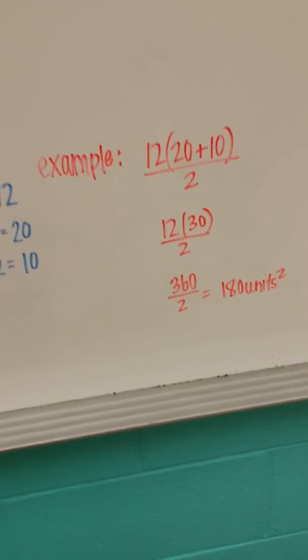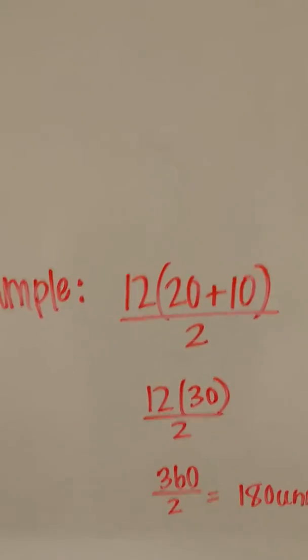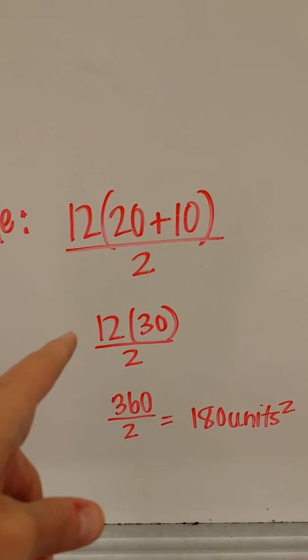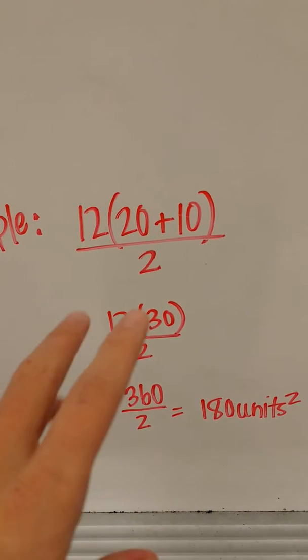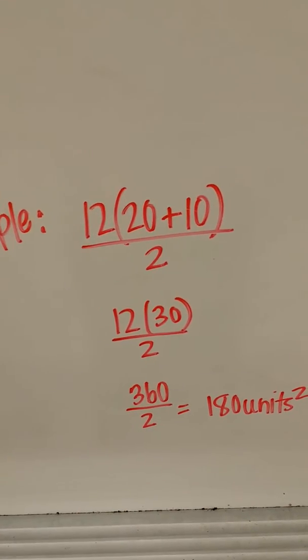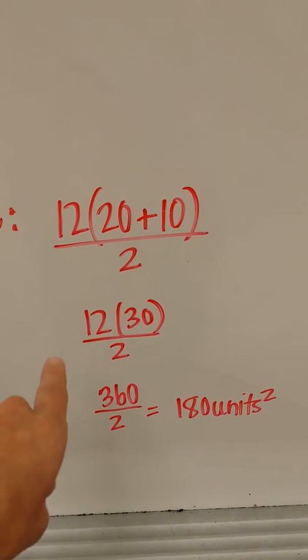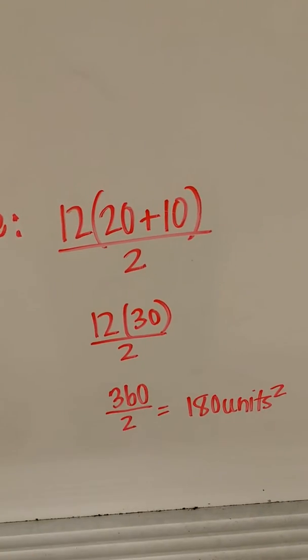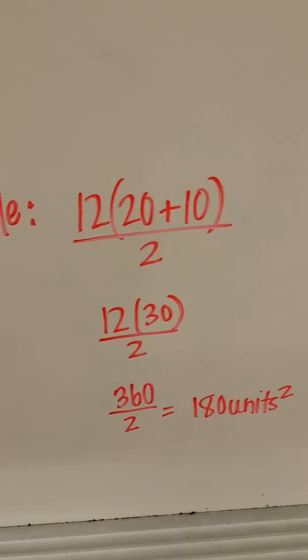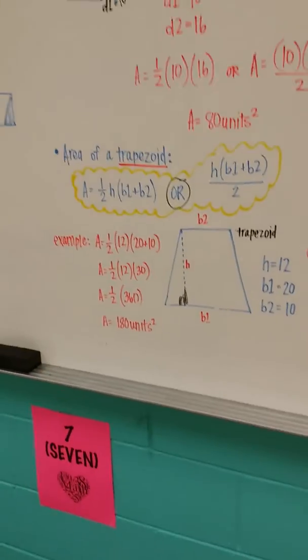So I also did it the other way. The formula where you're going to be dividing by 2. So you'll have 12 times 20 plus 10 divided by 2. When you add 20 and 10, you're going to get 30. So it's 12 times 30 divided by 2. 12 times 30 is 360. 360 divided by 2 is going to be 180 units. Okay, so that is the area of a trapezoid.